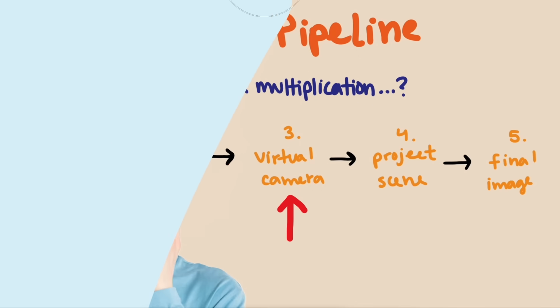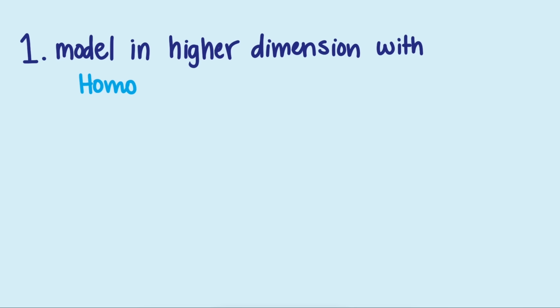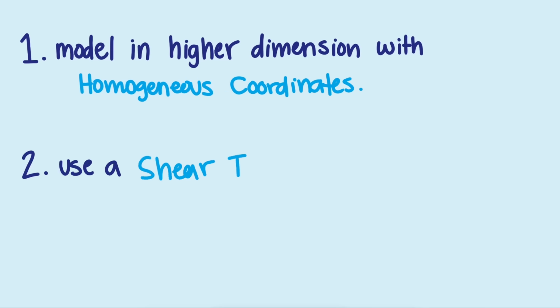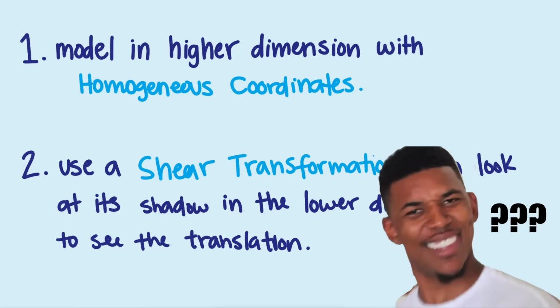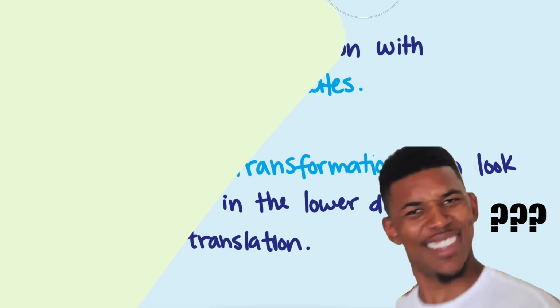There is a clever workaround that lets us handle translations using matrix multiplication, but it requires 2 key ideas. First, we model our 3D objects in 4 dimensions using something called homogeneous coordinates. Second, we use a shear transformation to transform the object in 4 dimensions and then look at its shadow in 3 dimensions to see the translation. Okay, that was a lot. Let's walk through the whole process slowly to show how it works.